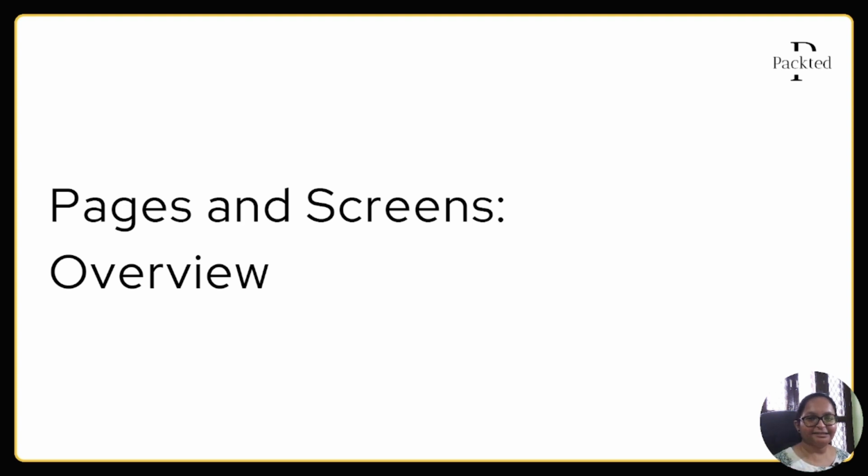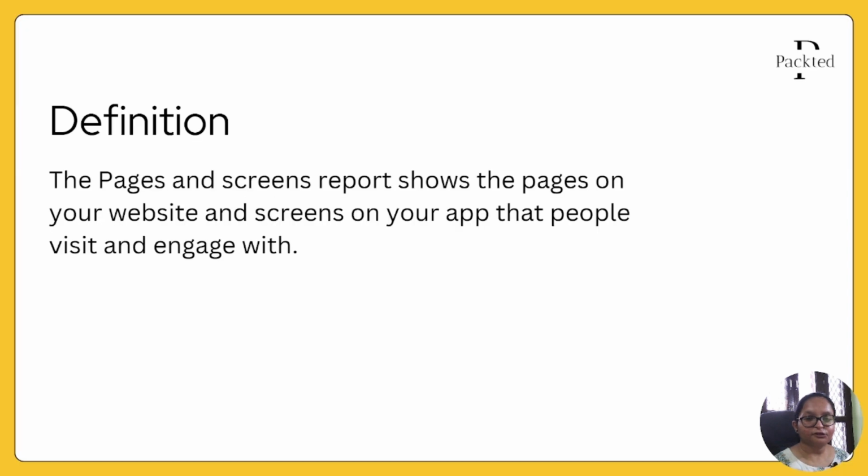Hi, in this lesson we are doing an overview of the pages and screens report. So let's start with the definition. The definition says that the pages and screens report shows the pages on your website and screens on your app that people visit and engage with.